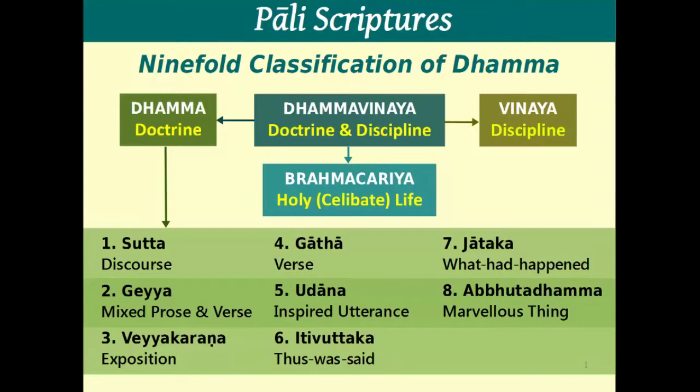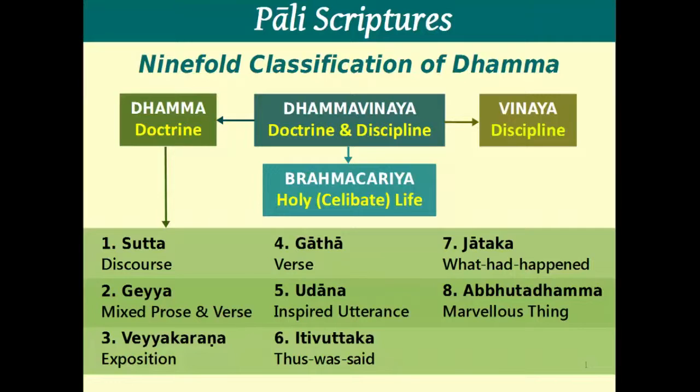Abhuta Dhamma are marvelous things that happened to the Bodhisattva when he took rebirth in the mother's womb, or when he came out from the mother's womb. Miraculous things happen. So there are a couple of suttas about this, and they are a special category called Abhuta Dhamma.